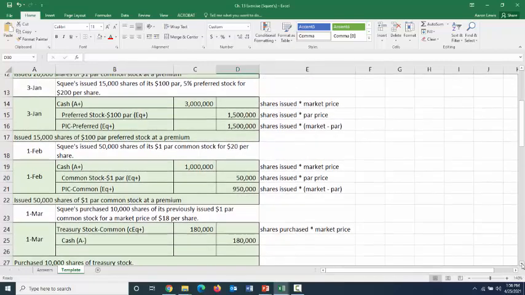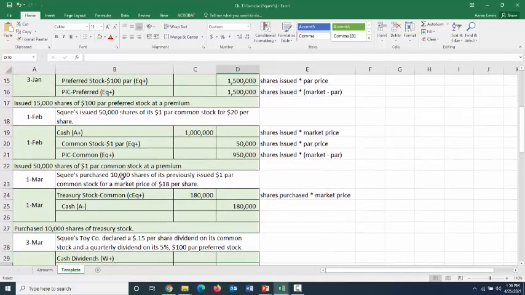Well, on March 1st, we purchased back 10,000 of those shares. Since we purchased them back, they're no longer in the hands of the public. They still count as shares issued, but they're no longer shares outstanding. And that means that those 10,000 shares we bought back of the 70,000 that were out there is bringing our number of shares outstanding down to 60,000.